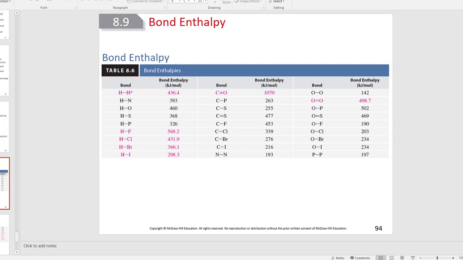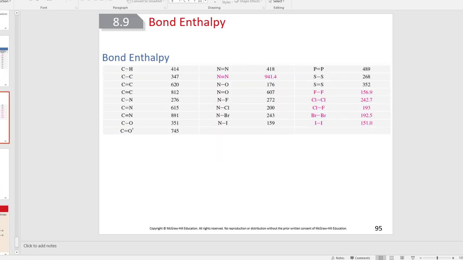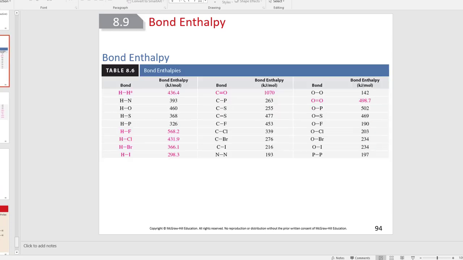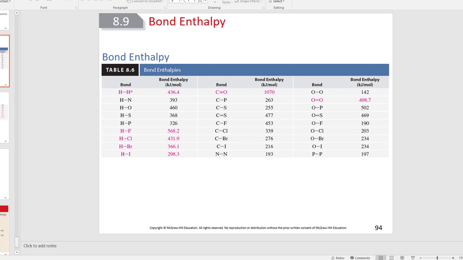So here's page 355, the top half and the bottom half of our table. And there's our bond enthalpy. These are all in kilojoules per mole. So to break the hydrogen-oxygen bond right here takes 460 kilojoules per mole, etc. Or to form it releases 460 kilojoules per mole.